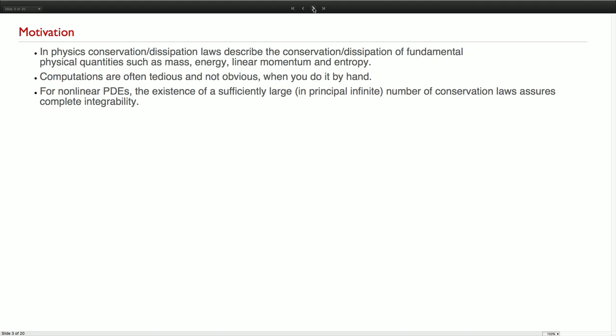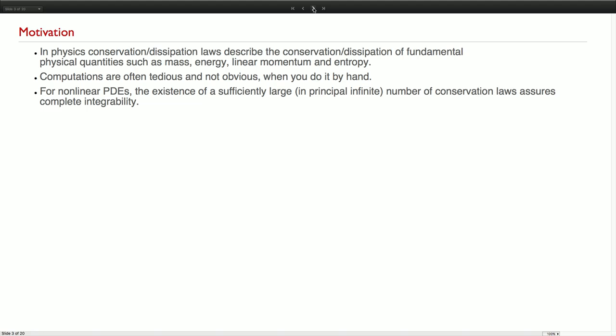And some motivation. In physics, conservation and dissipation laws describe the conservation and dissipation of fundamental physical quantities such as mass, entropy, linear momentum, and energy. These computations are often done by hand and are really hard to do. That's why we are working on automation.